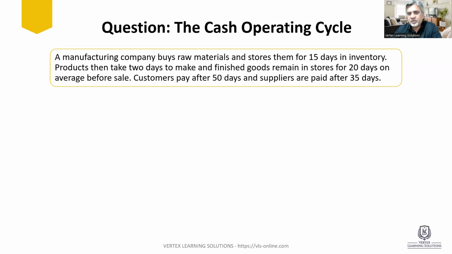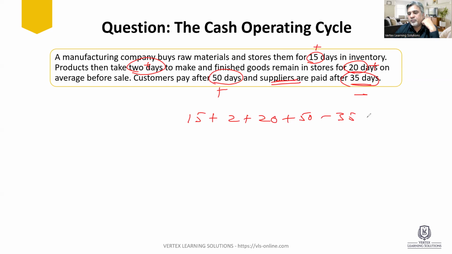So 15 days is raw material inventory. I would say that my raw material inventory is 15 days. So I will plus this one. Products take 2 days. I will add these 2 days. Finished goods remain in store for 20 days. I will add these 20 days. Customers pay in 50 days, add these 50 days. And suppliers are paid in 35 days, so you have to subtract this number. So the cash operating cycle would be 15 plus 2 plus 20 plus 50 minus 35. Whatever the answer is, that should be the answer here.